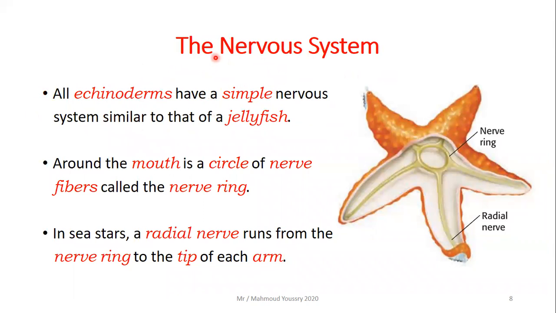Then we will move to the nervous system. All echinoderms have a simple nervous system, similar to that of a jellyfish. Around the mouth, there is a circle of nerve fibers named the nerve ring. In sea stars, for example, a radial nerve runs from the nerve ring to the tip of each arm. So in each arm of the sea star, there is a radial nerve.